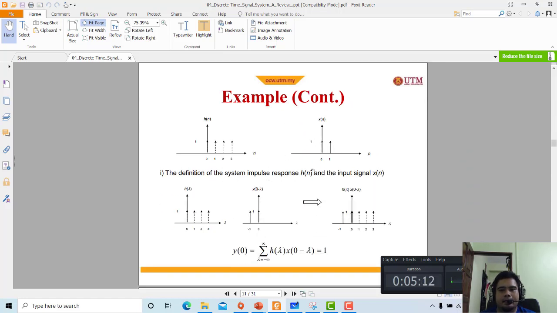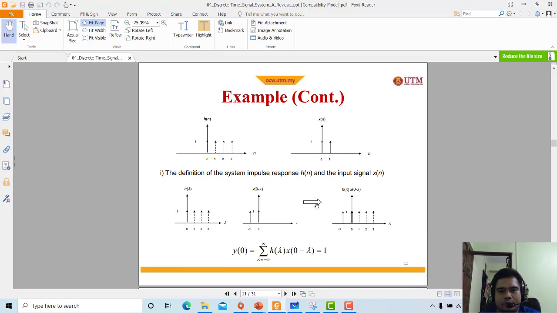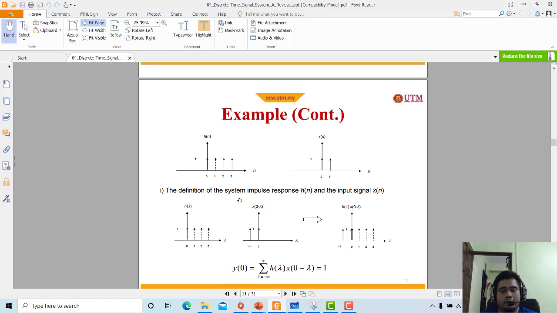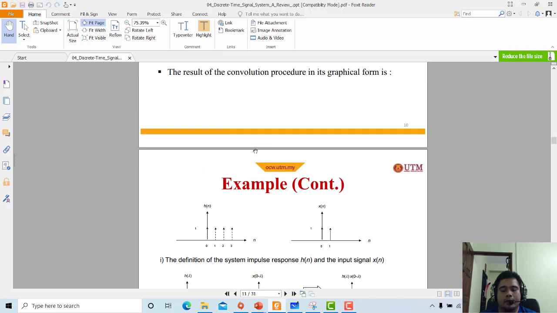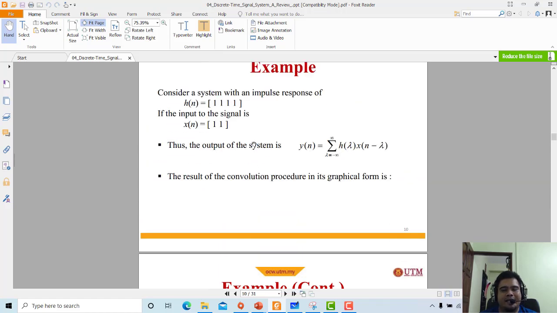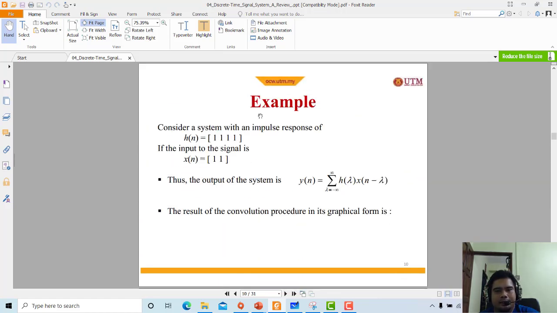You may try to revise what you have studied before in your biomedical signal processing, how to do the convolution in one-dimensional. What I would like to highlight here is that Hn here has some values. This value is also known as your filter coefficient.